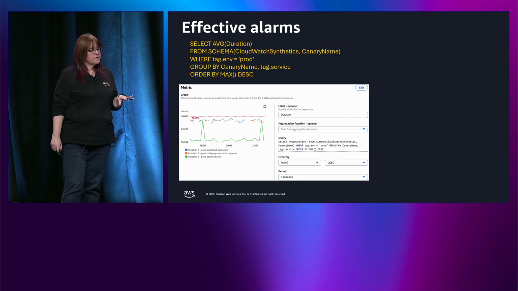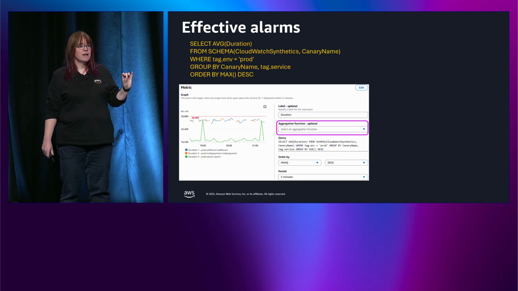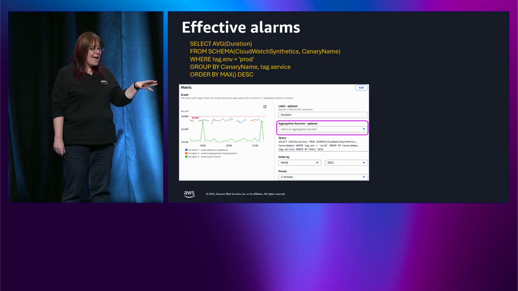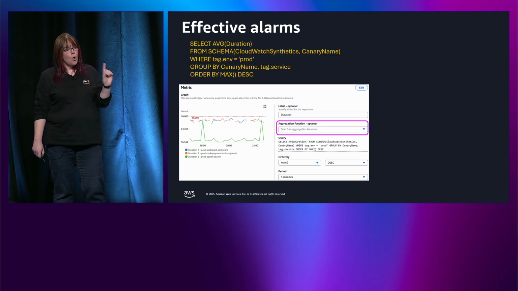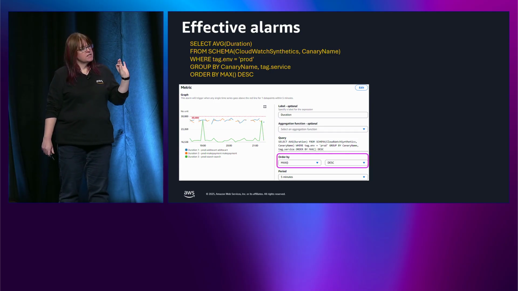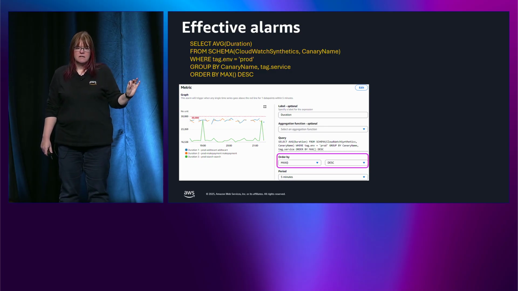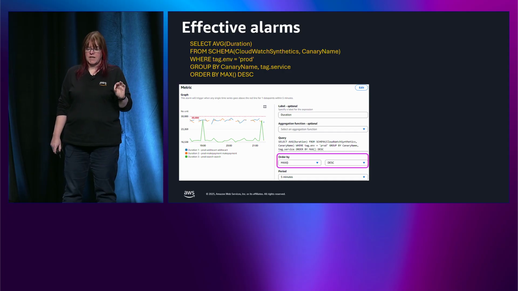We also have notification control. I can choose to aggregate the results of that query into one single series. And then I get a single notification anytime that aggregated series breaches my threshold. Or I can choose to keep my series independent, so that every canary name series there, if it breaches the threshold, will send me an individual notification.